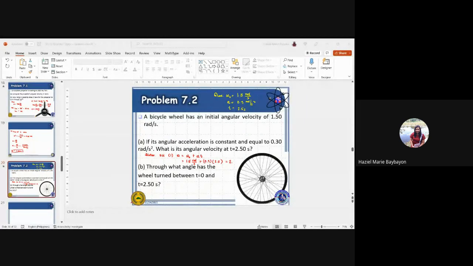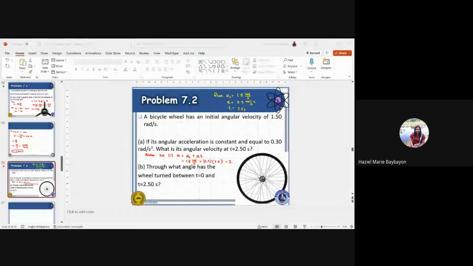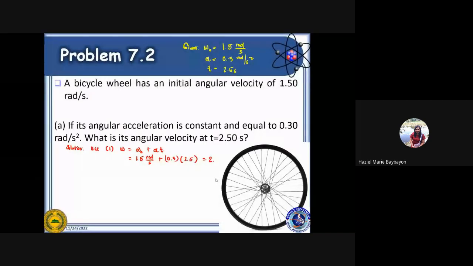1.5, medyo langan kay watay calculator. Daghan pa ta natang ma-solve ng problem plus times 0.3. It's 2.25. Okay, so it's 2.25 radians per second.